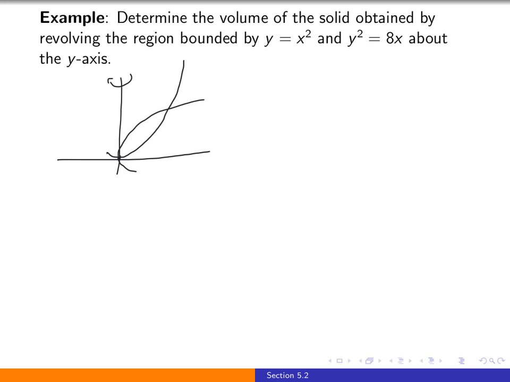Now that we are revolving around the y-axis, we're going to have to think about everything in terms of functions of y instead of functions of x. So x squared equals y, and we can write that as x equals, typically plus or minus the square root of y, but we only have the part corresponding to positive x values. So x equals the square root of y. The second curve, if we just divide by 8, is x equals y squared over 8.